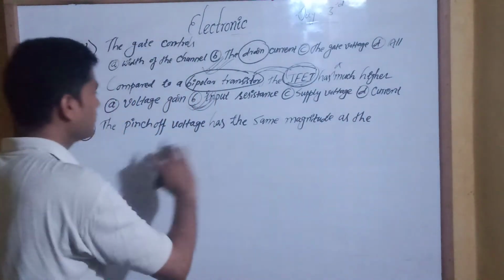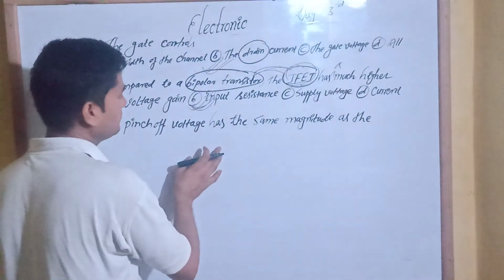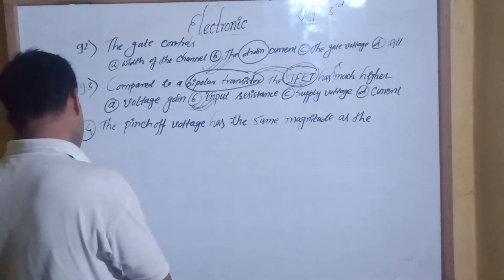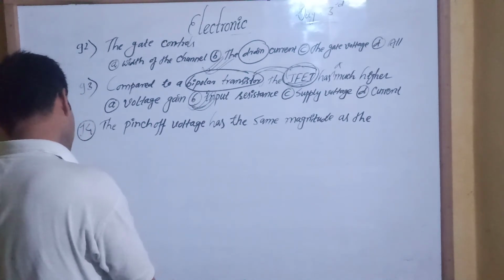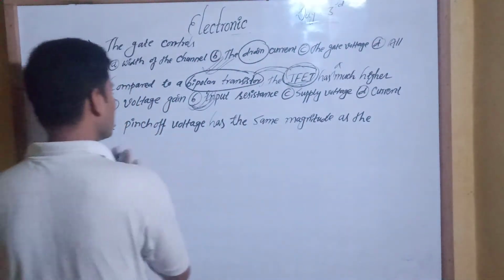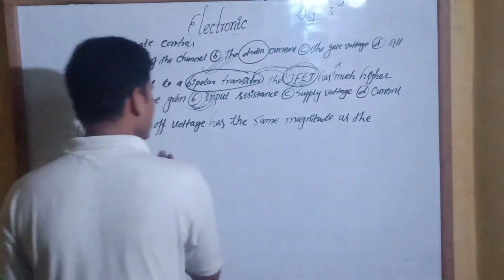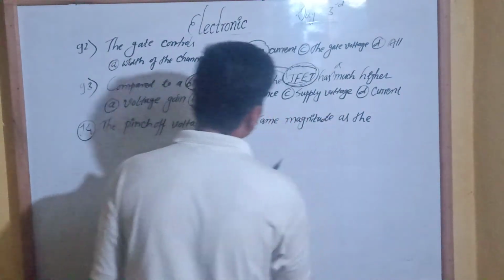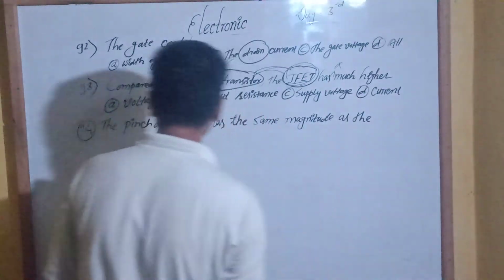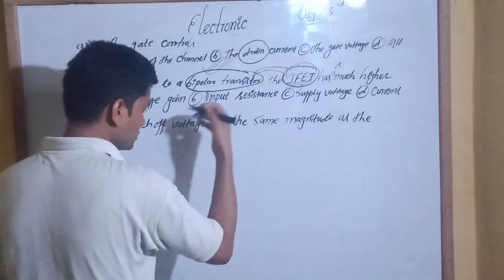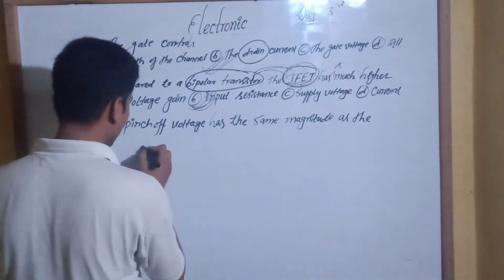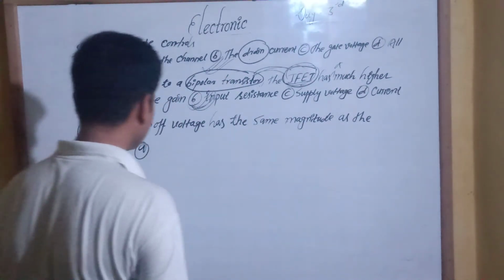We have been given one kind of voltage, the pinch-off voltage. It is mainly related to our Zener diode. Like breakdown voltage and Zener voltage, pinch-off voltage is another kind of voltage, and it has some magnitude. The question asks which of the given options has the same magnitude as our pinch-off voltage.